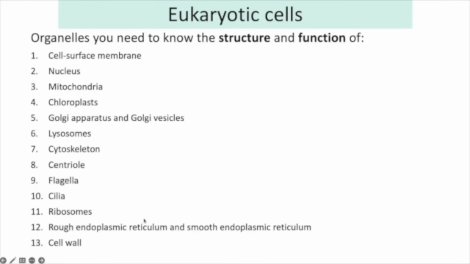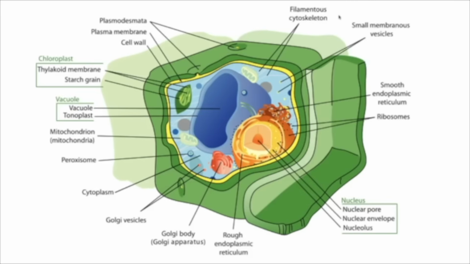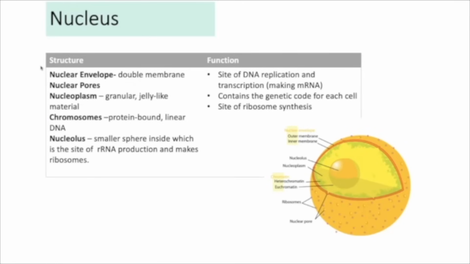So the next bit of spec then is knowing the organelles you find in eukaryotic and prokaryotic cells. You need to know the structure and function. And here are the 13 organelles that you need to know for eukaryotic cells. And eukaryotic cells include animals, plants, and fungi. So here's a cross-section of an animal cell showing some of those structures. And here's a cross-section of the plant cell, so you can see the location and general shape of these organelles. But we're going to go through each of them in detail, starting with the nucleus.